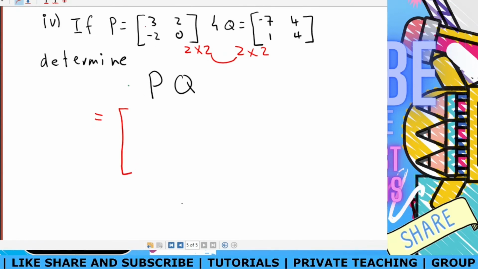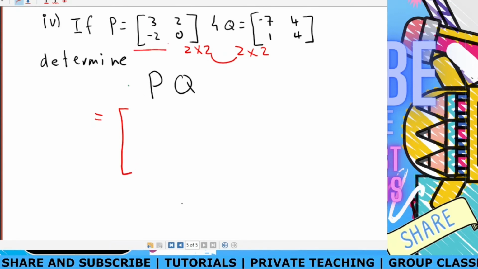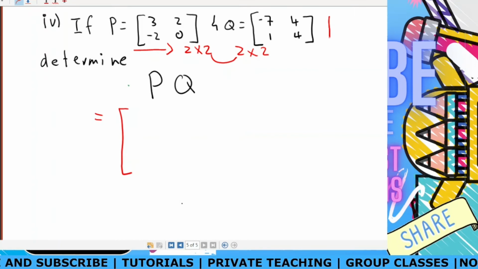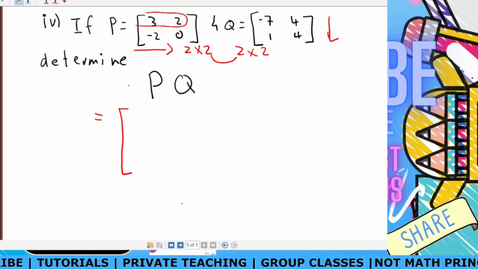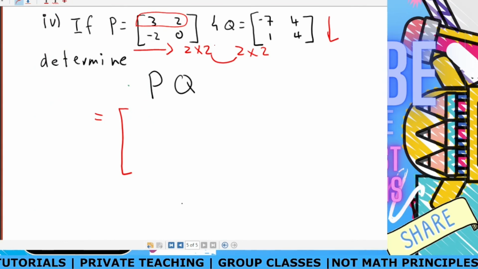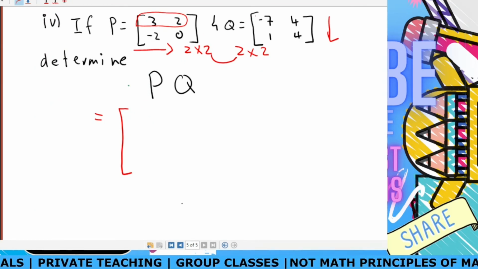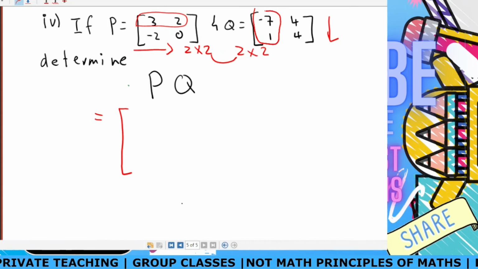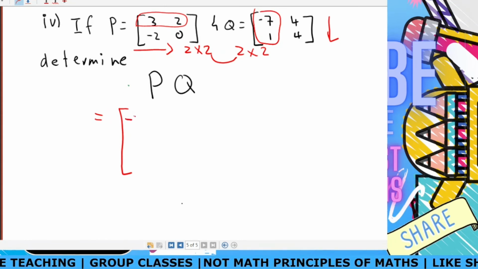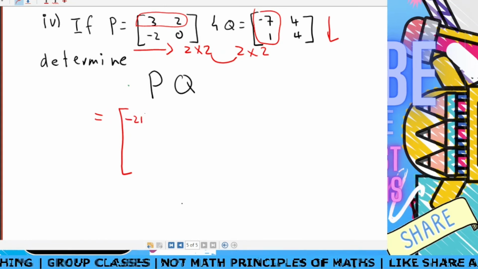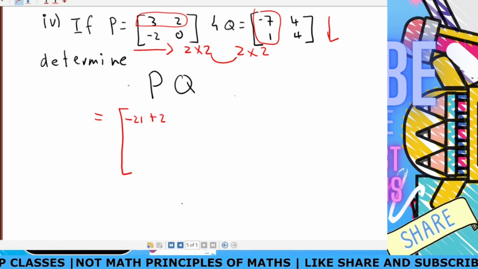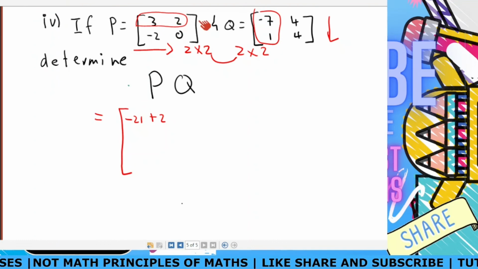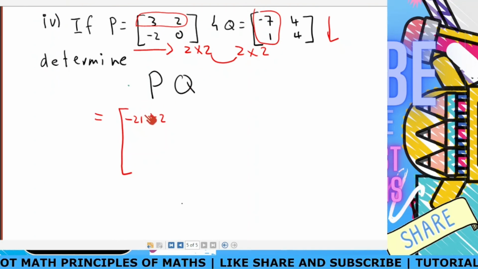Since they are compatible, I am going to use only the rows of the first, only the columns of the second, starting with the first row. So 3 and 2, which is the first row, use it to multiply the first column. 3 times -7, -21. Then 2 times 1, 2, so -21 plus 2. Alright, that's all good right there. And as we did before, row 1, column 1, this answer is in row 1, column 1.